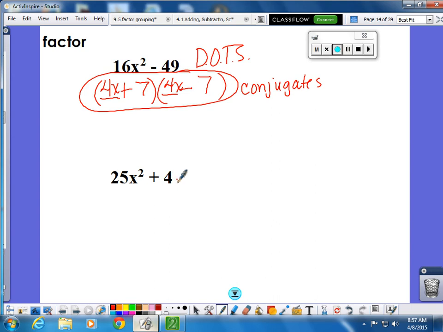Does this have a greatest common factor? No. Is it the difference of two squares? What do I say? Now, if it had a greatest common factor, you wouldn't call it prime. You actually factor out that part.